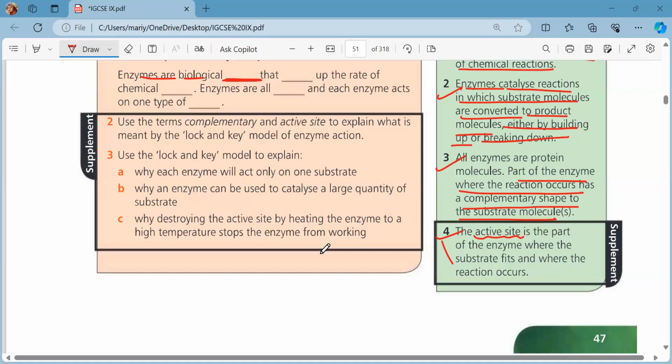Last one is why destroying the active site by heating the enzyme to a high temperature stops the enzyme from working. Because the enzyme will lose its complementary shape. Exactly. Meaning the substrate will not have any place in the enzyme to bind to. And when the substrate cannot bind, then how will the reaction take place?